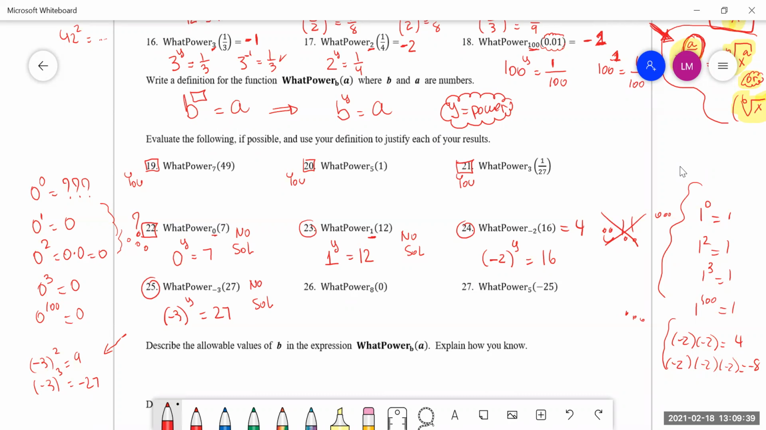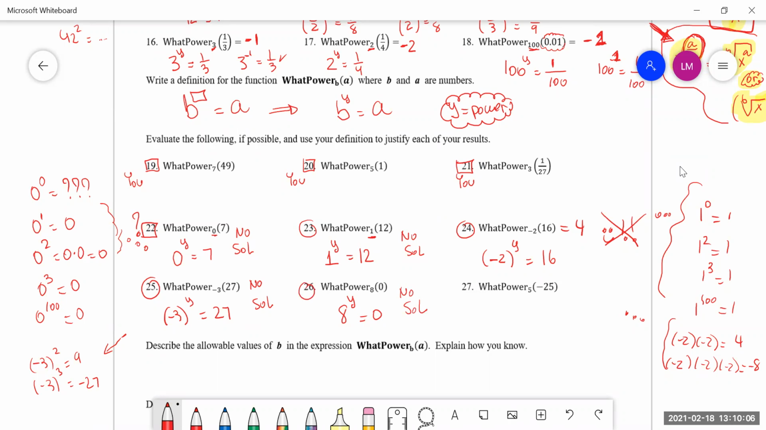8 to what power will equal 0? Honestly, nothing is ever going to equal 0, because 8 to the first is 8, 8 squared is 64, right? 8 to the 0 is 1. So it's never going to give me a 0. That's also no solution. So something funky here. All right.